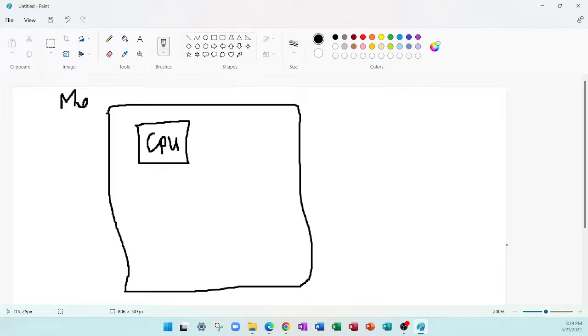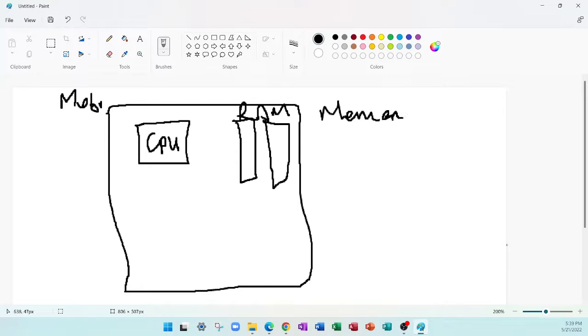So this is your motherboard. On it you're gonna have a CPU. On it you're gonna have your RAM. Now remember, RAM has 3 names: RAM, memory, and main memory. You can use either one in the exam.